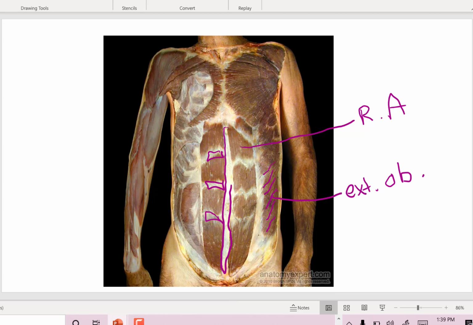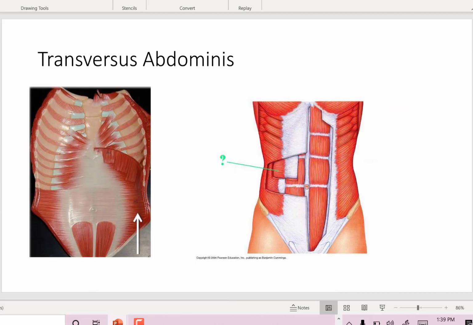Moving on to the transversus abdominis. The transversus abdominis is actually the most deep of your abdominal muscles. So I need you to count layers. This layer here is your external oblique. The next layer has two muscles. It has your internal oblique, and it also has your rectus abdominis.